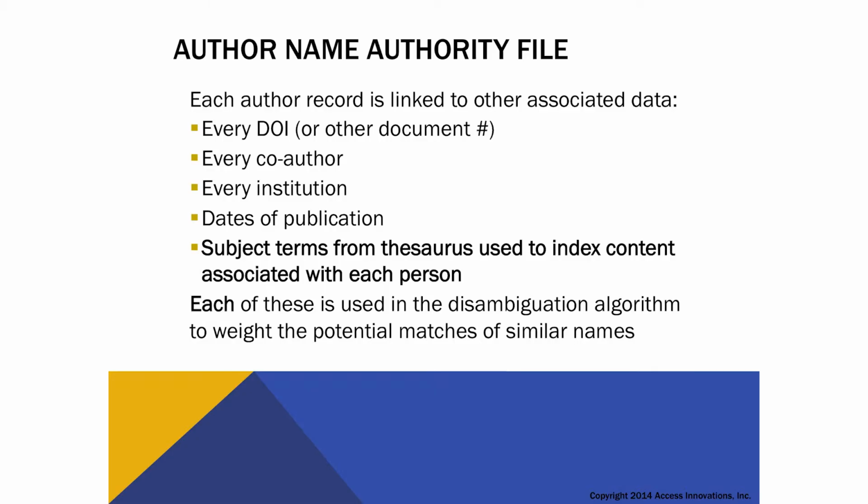So the goal is to build an author name authority file. Every authored record is linked to all the data associated with that author. Every DOI, or whatever document identifier number that you come up with, every co-author they publish with from every paper, so that when another guy comes down the pike that you're not sure about, you can look at all the co-authors of all his papers, every institution they've been associated with, because as we know, people jump around. As long as you have data, you can perform a disambiguation operation.